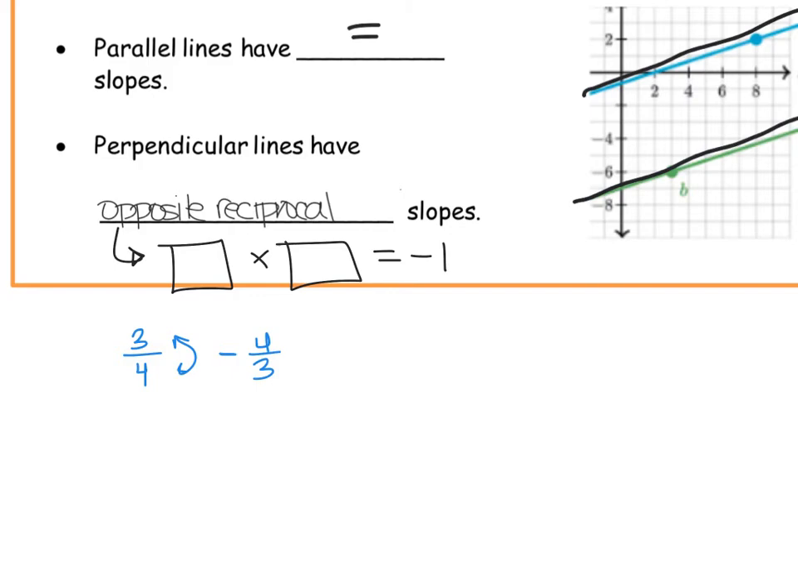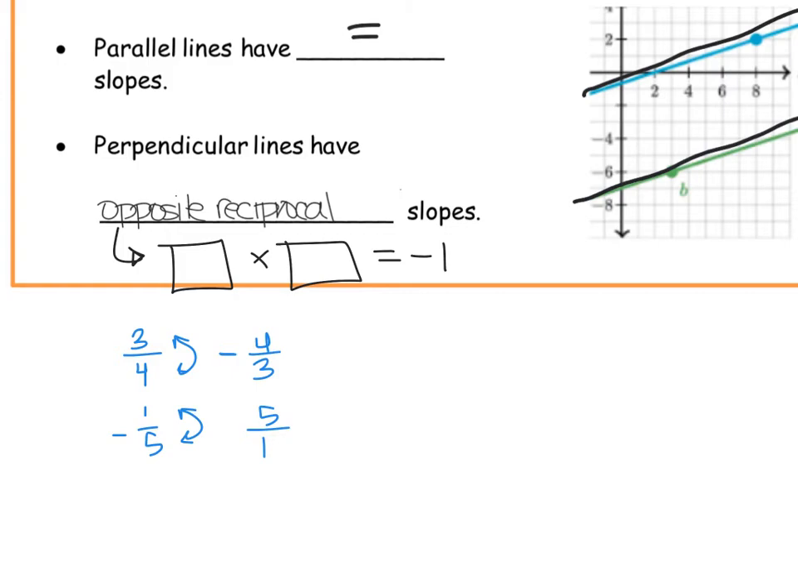If I have a number like -1/5, to find the opposite reciprocal, I would flip 5 and 1, that makes it the reciprocal, and then because it's negative, my opposite reciprocal would be positive.